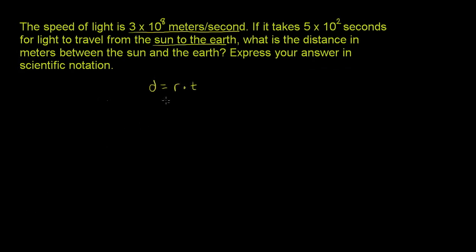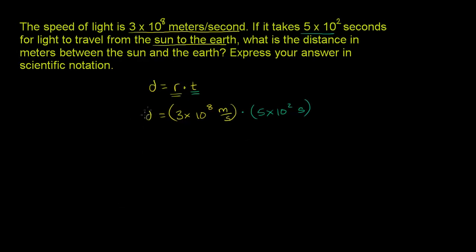So they give us the rate. The rate is 3 times 10 to the 8th meters per second. They give us the time. The time is 5 times 10 to the second seconds. So times 5 times 10 to the second seconds. So how many meters? What is the distance?